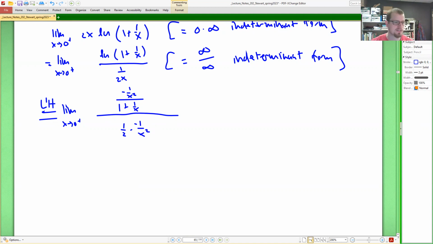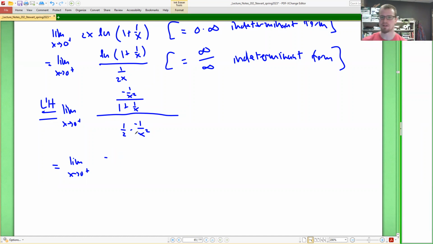So now I just need to perform some simplifications. So this is equal to the limit as x goes to 0 from the positive side. Division by a fraction is the same as multiplication by the reciprocal. So I have negative 1 over x squared.